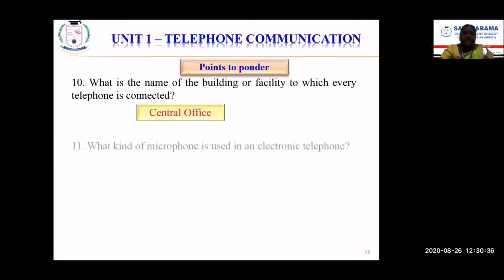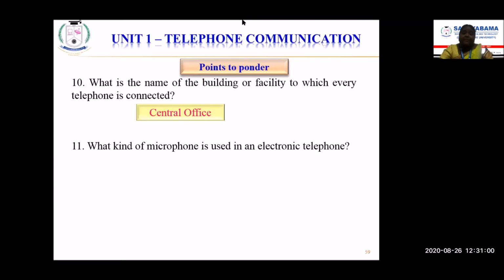Okay, so it is the central office or the telephone exchange. Normally we call that. Okay, so what kind of microphone is used in the electronic telephone? So what is the type of microphone used in the electronic telephone? Previously we discussed the standard telephone. Now we are talking about the electronic telephone. What is that? Can anyone answer?